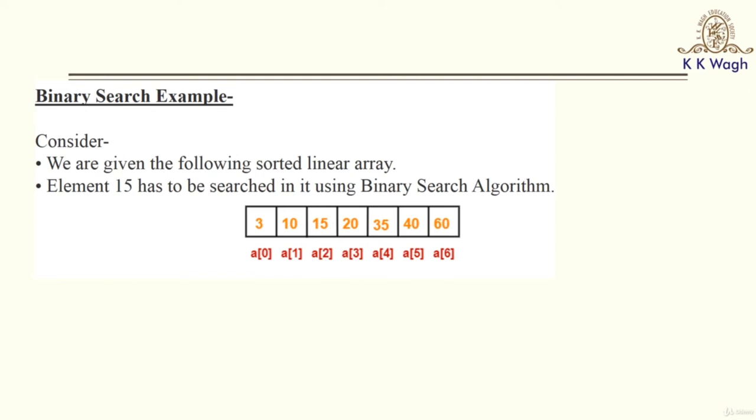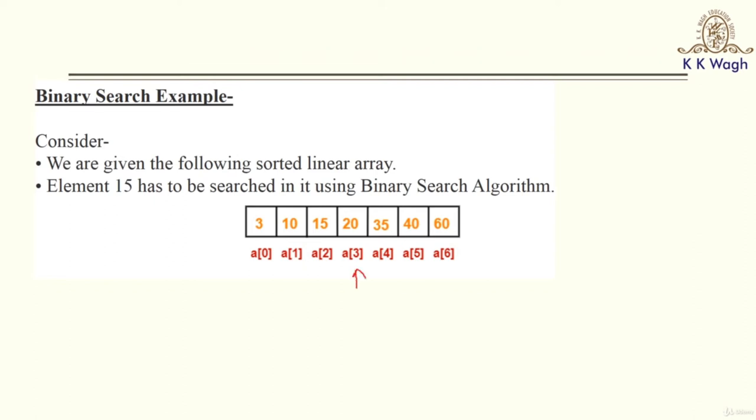So how to calculate the mid? Mid will be calculated as beginning plus end divided by 2. In this case, we will be considering beginning as 0 because we want to find the middle of this. So the beginning is 0 and end is equal to 6. So mid is calculated as 0 plus 6 divided by 2, which comes to 3.